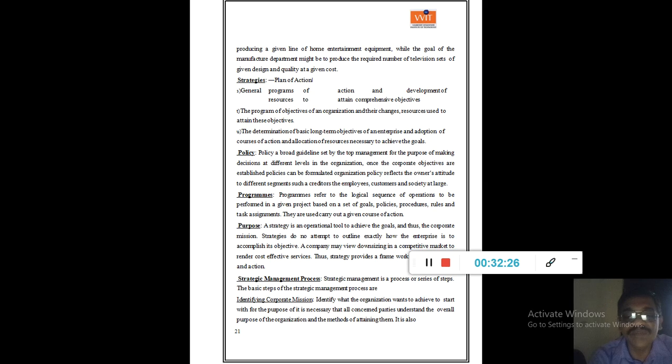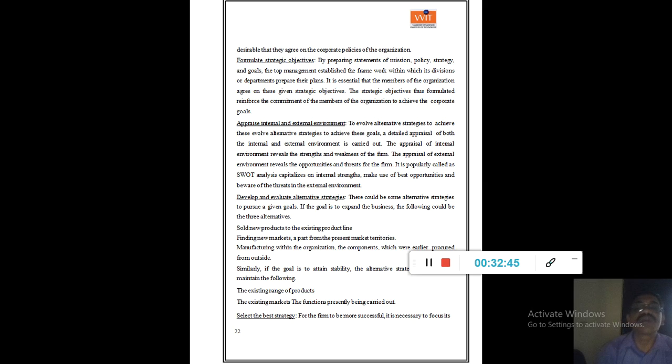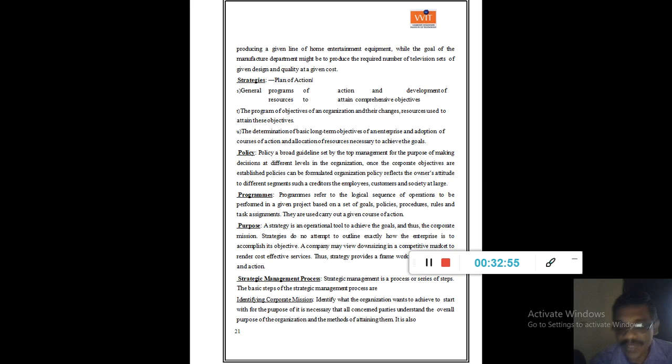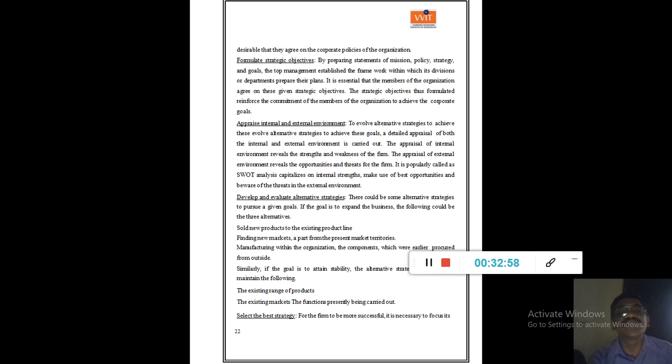Now, the strategic management process. It's a series of steps involved in the strategic management process. The basic steps are like this. Number one is identifying the corporate mission, the first one, and formulating the strategic objectives. Appraise the internal environment and external environment. The first one is corporate mission. The second one is strategic objectives. Then appraise the internal and external environment.